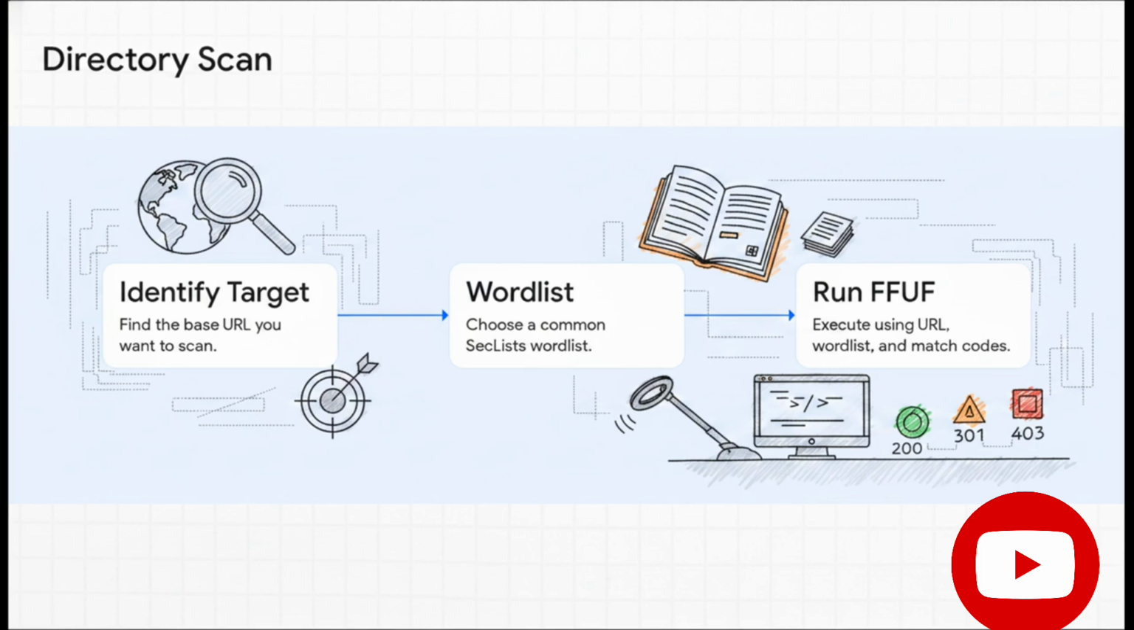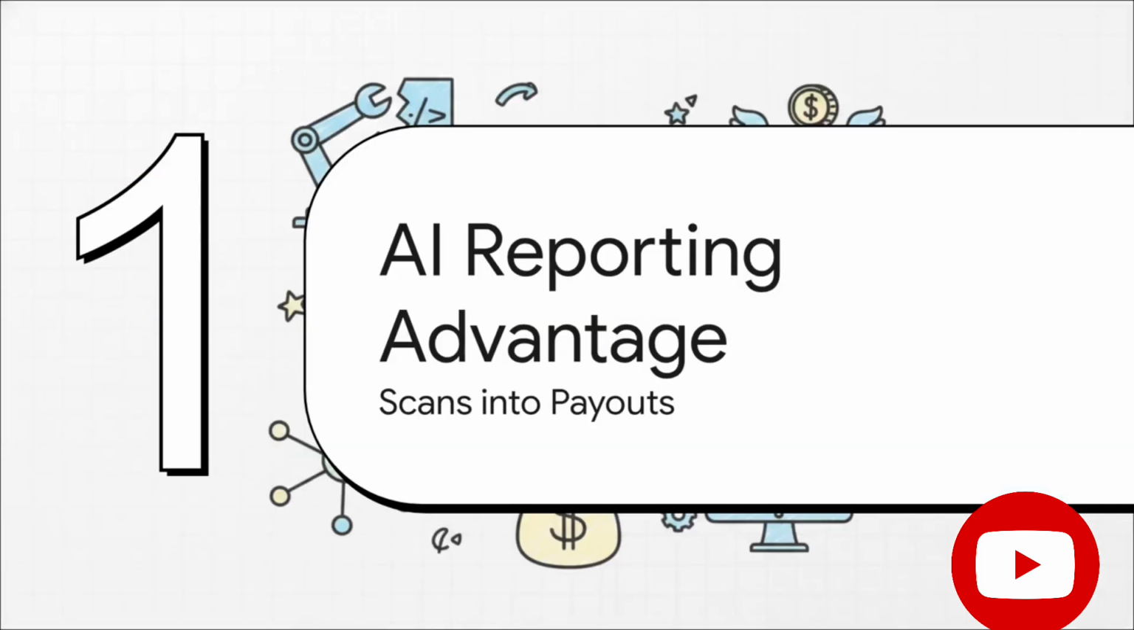By setting -MC to 200, 301, and 403, you're basically telling FFUF to act as a specific digital metal detector, only showing you hits that actually exist or are forbidden. Pretty neat, right? Section 4. The AI Reporting Advantage. Turning scans into payouts.